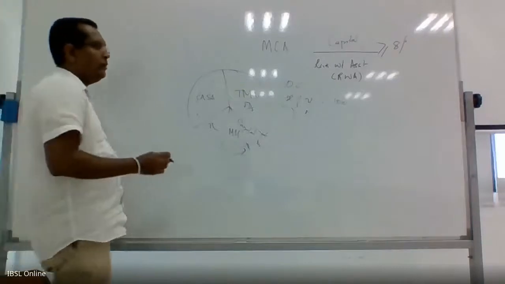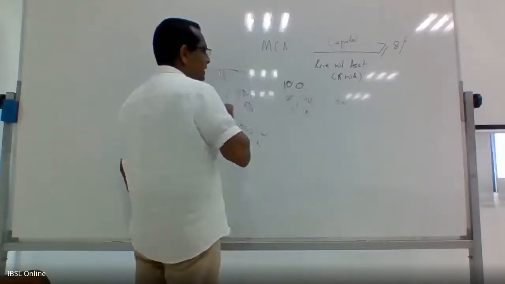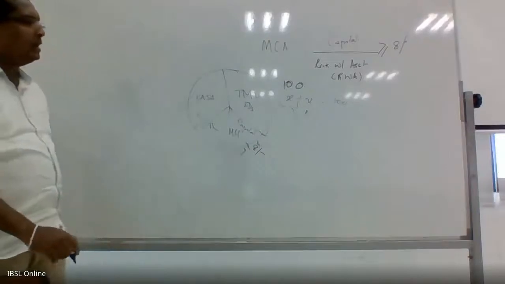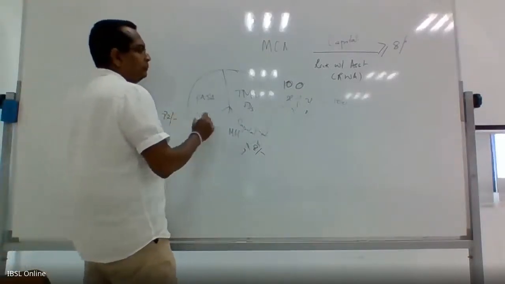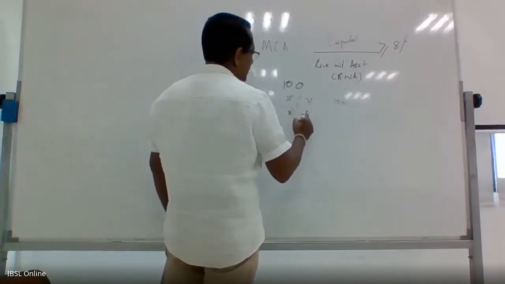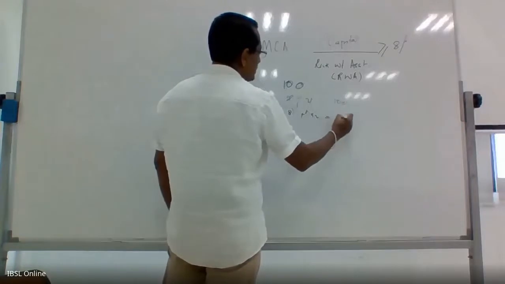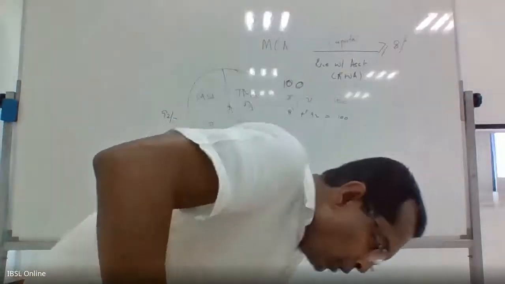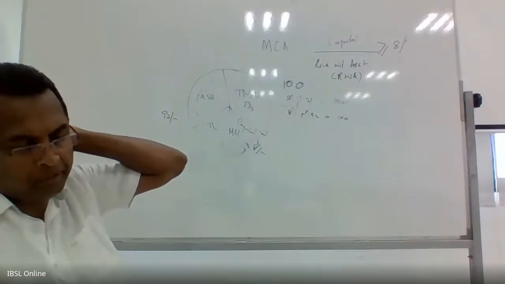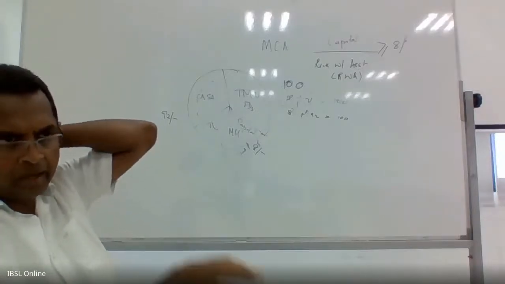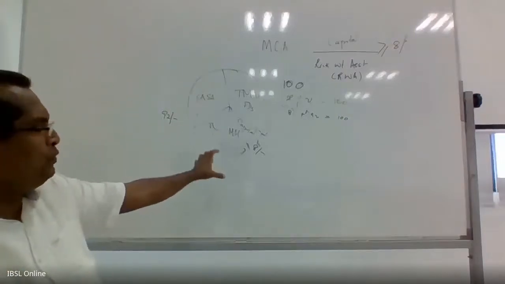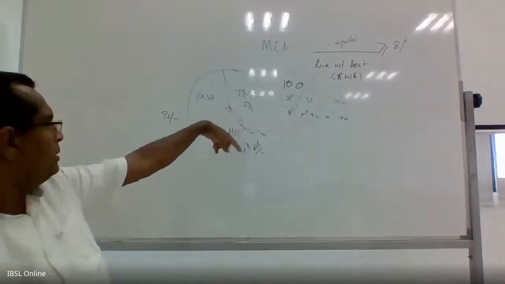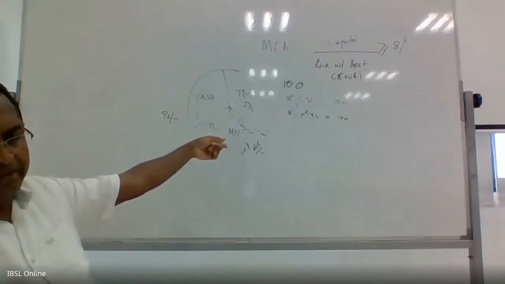What does that mean? If you want to lend 100 rupees, very layman term, you should have your own 8 rupees and 92 rupees you can borrow. X should be 8 plus 92 equals 100. This is the very, very basic layman term explanation on capital adequacy, minimum capital adequacy. If you want to lend 100 rupees, you should have your own 8 rupees as per 8%, own funds capital, and 92 rupees you can borrow and lend.